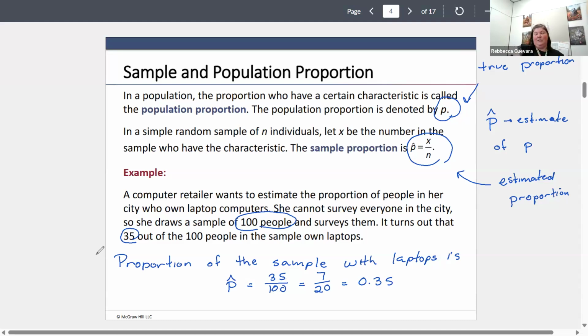Like I said, because this one is talking about a sample proportion, I'm going to use p hat. So my estimate for the population is about 35%, or 35% own computers. So we can infer, we're going to guess, that P, the population proportion, is also 0.35. It may not be, but we assume it's probably going to be really close.